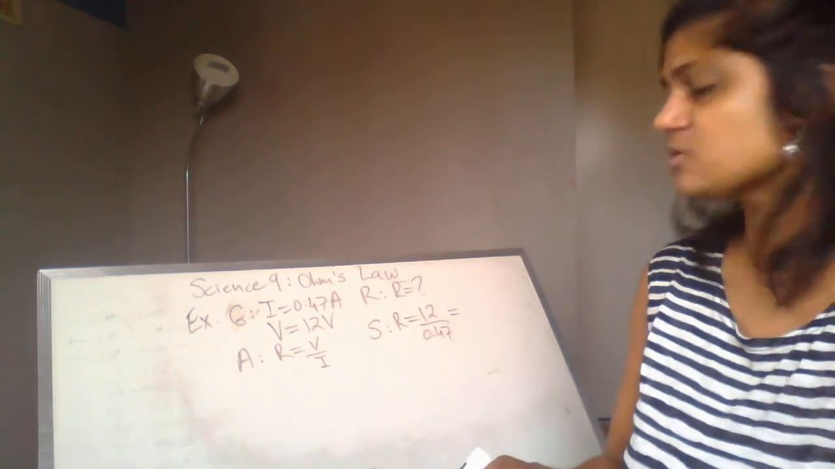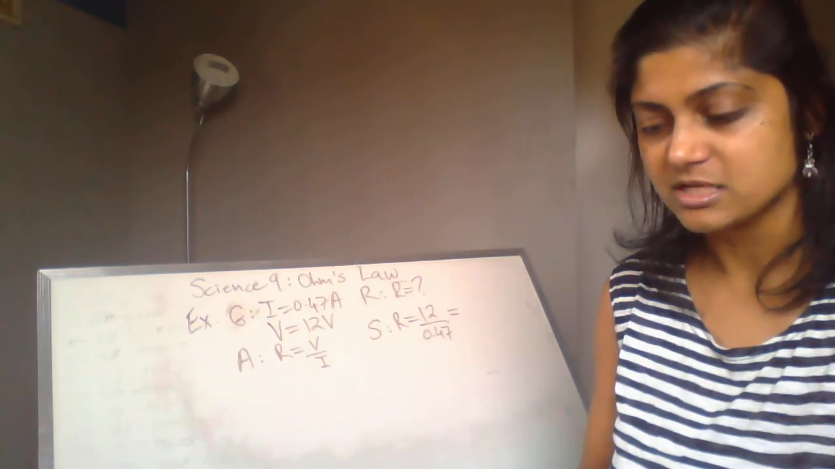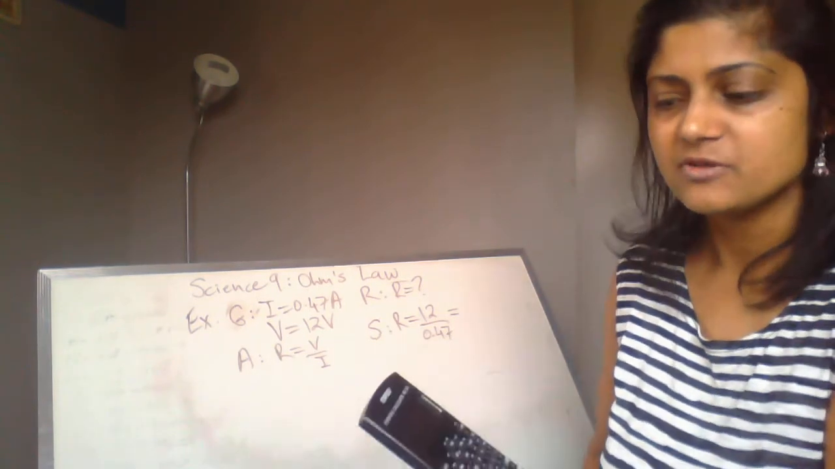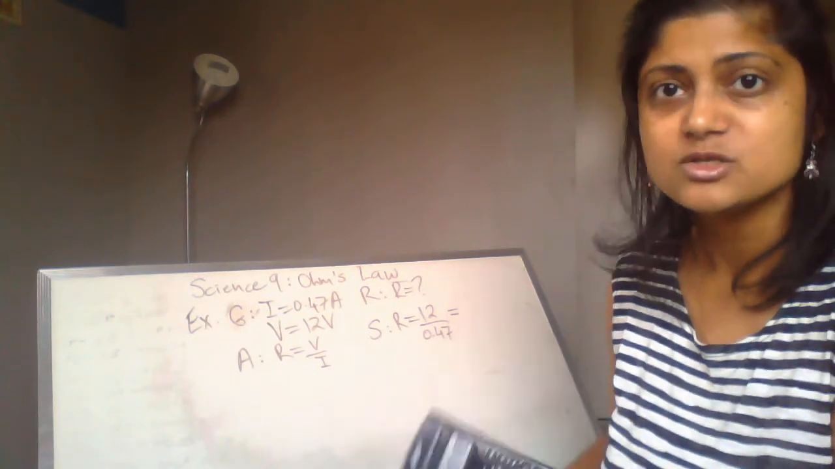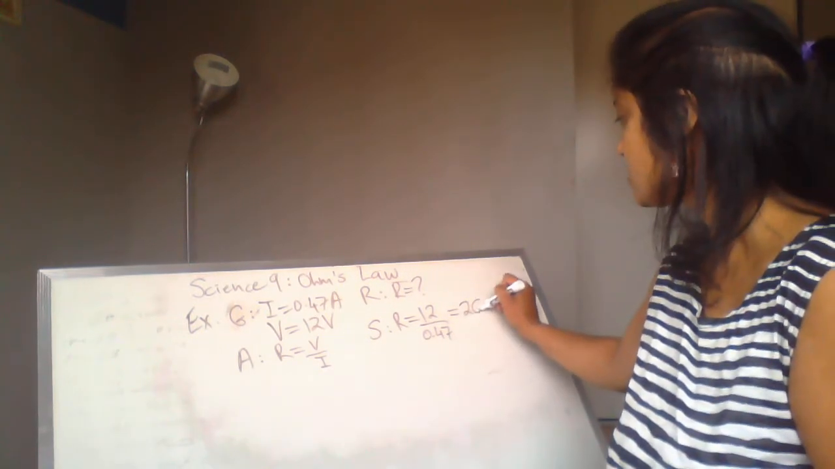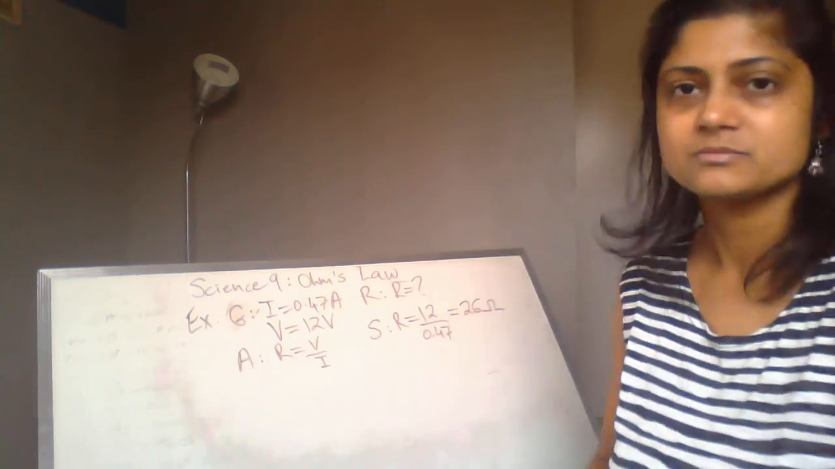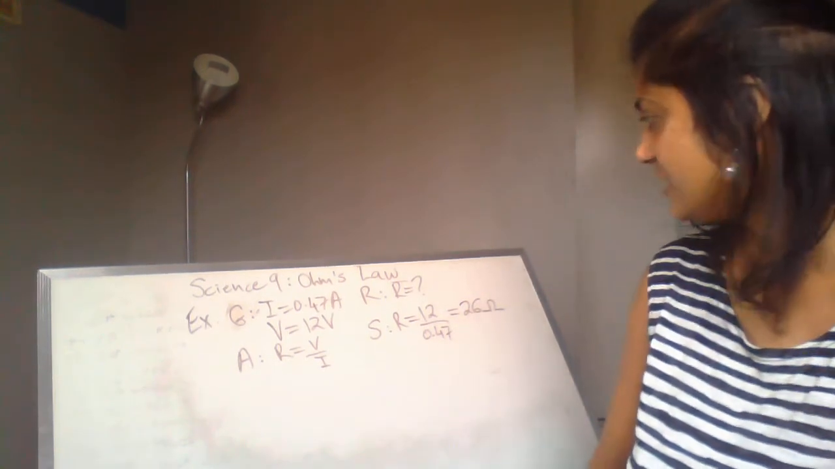So we're going to do 12 divided by 0.47. We're getting 25.53, okay? And we're actually going to round that to 26. So 26 ohms, okay? So just like that.